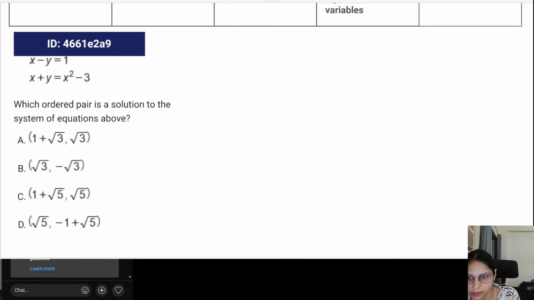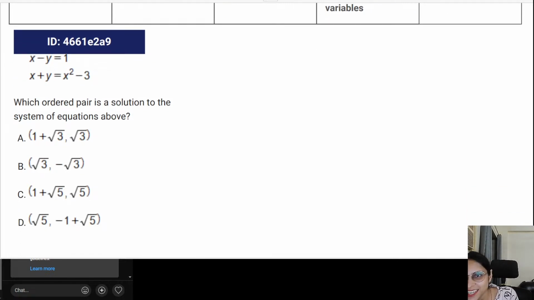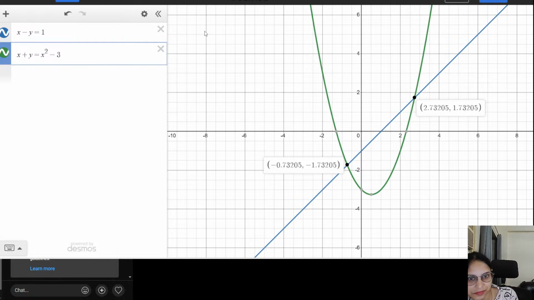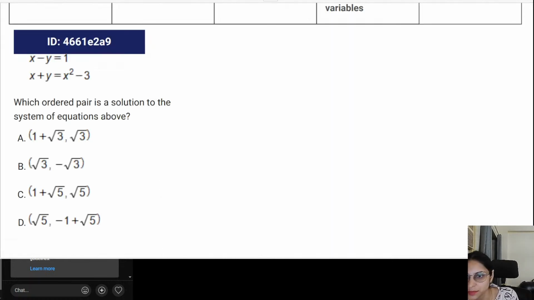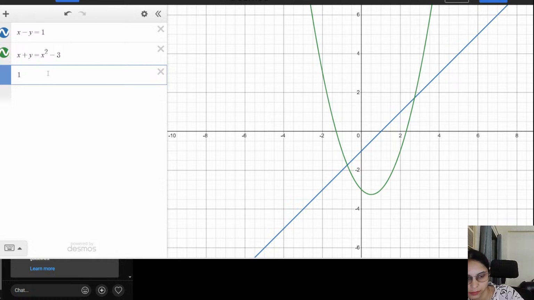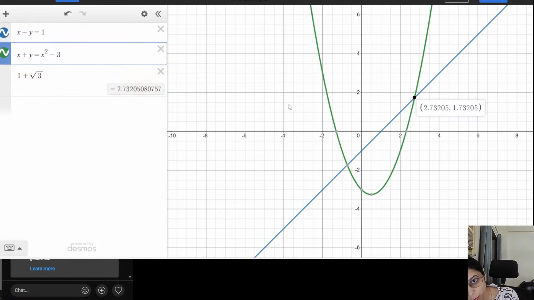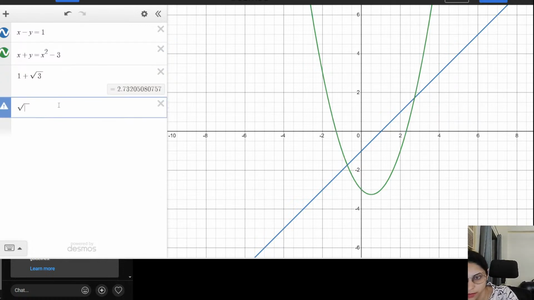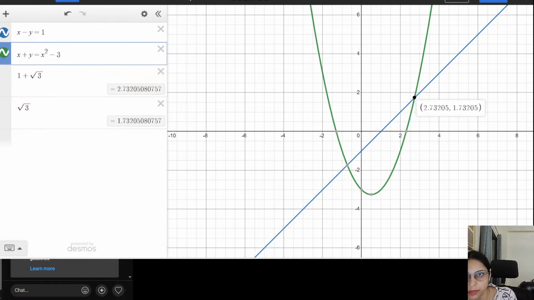Oh, that kind of, yeah. So you have 2.73, 1.73, 205. So y values, they're just... So we'll try the options over here. We have got 2.73205. Oh, the first one only matches.